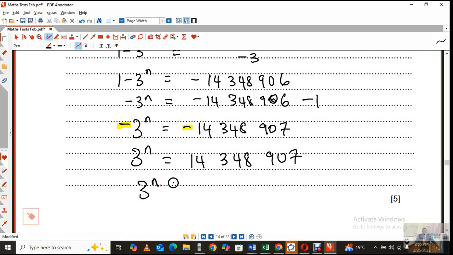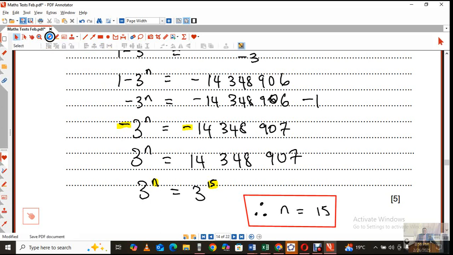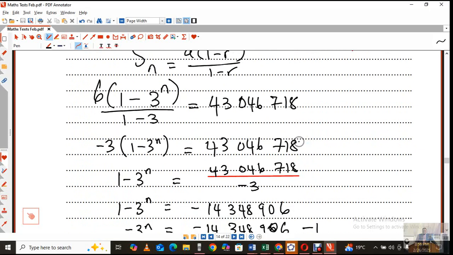So this is 3 to the n is equal to 3 raised to the power 15. If the bases are the same, then the indices, the exponents, are equal. Okay, therefore, n is equal to 15. And that, ladies and gentlemen, is the solution to this problem. Let's save it. Good. So they say find the value of n. We have found the value of n. Okay, step by step, little by little, and then you should get it.